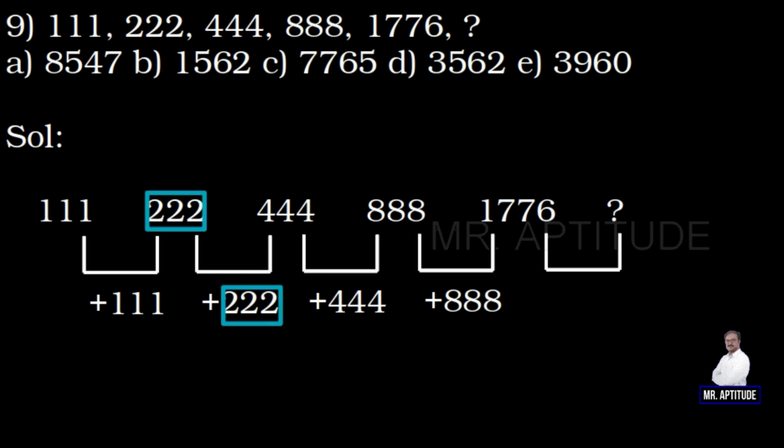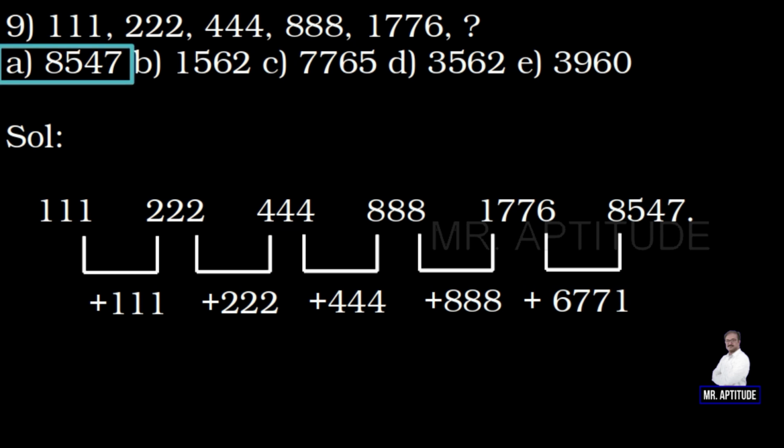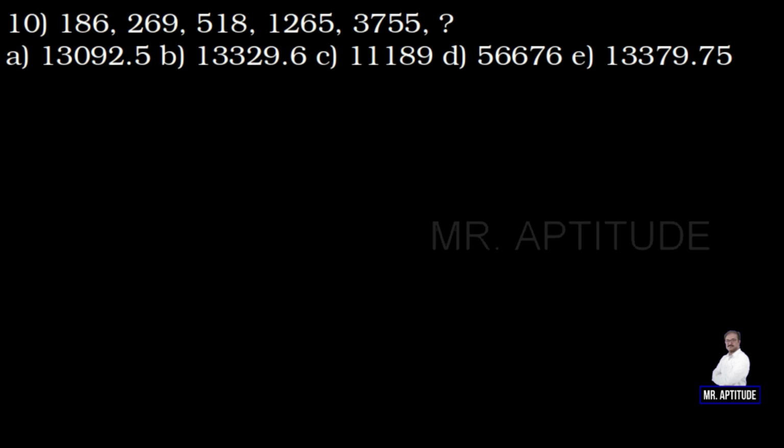222 plus its reverse gives you 444. 444 plus its reverse gives you 888. 888 when added to its reverse gives you 1776. So 1776 plus its reverse gives you 8547, and it's option A. Now question number 10.